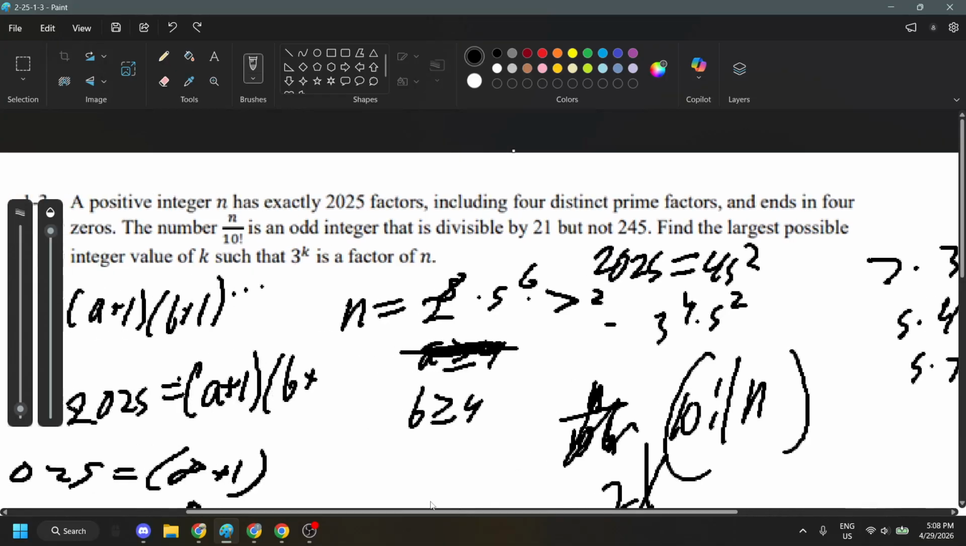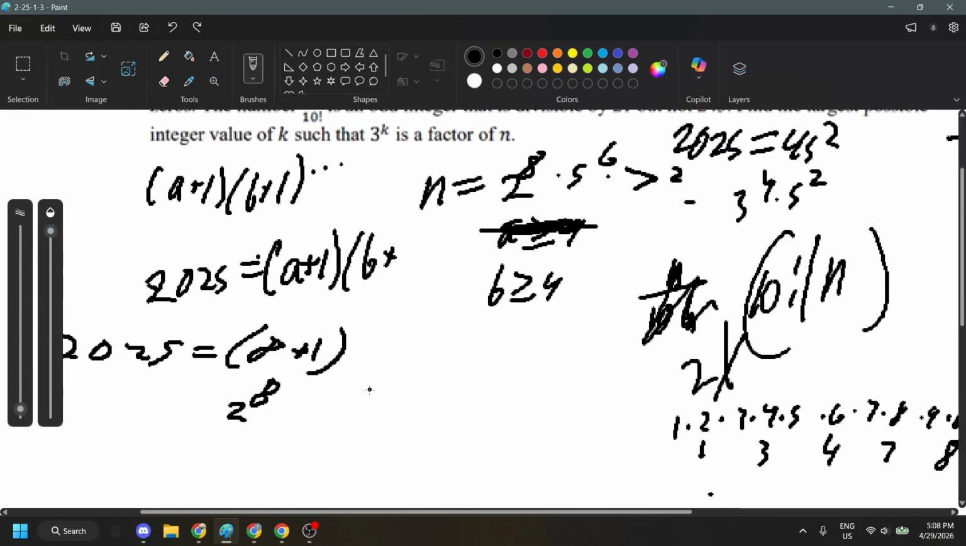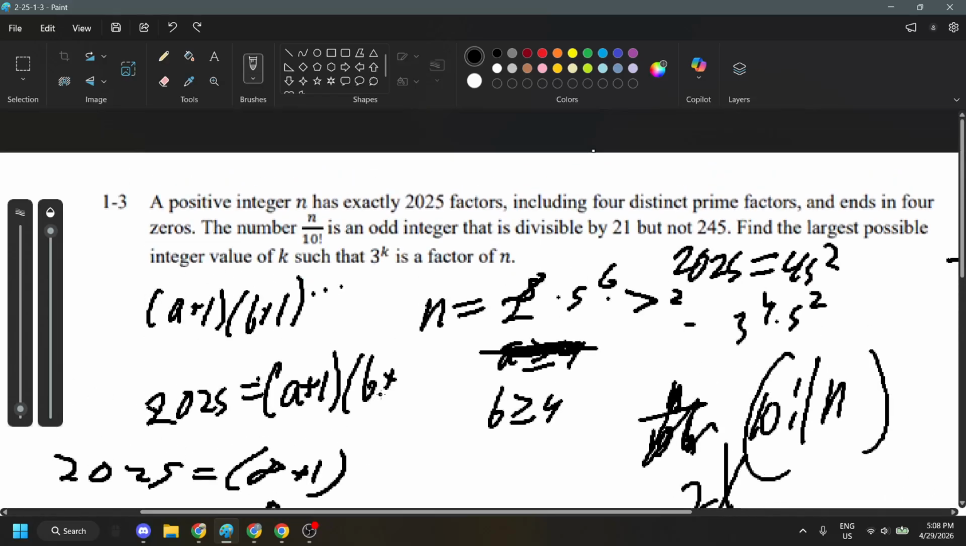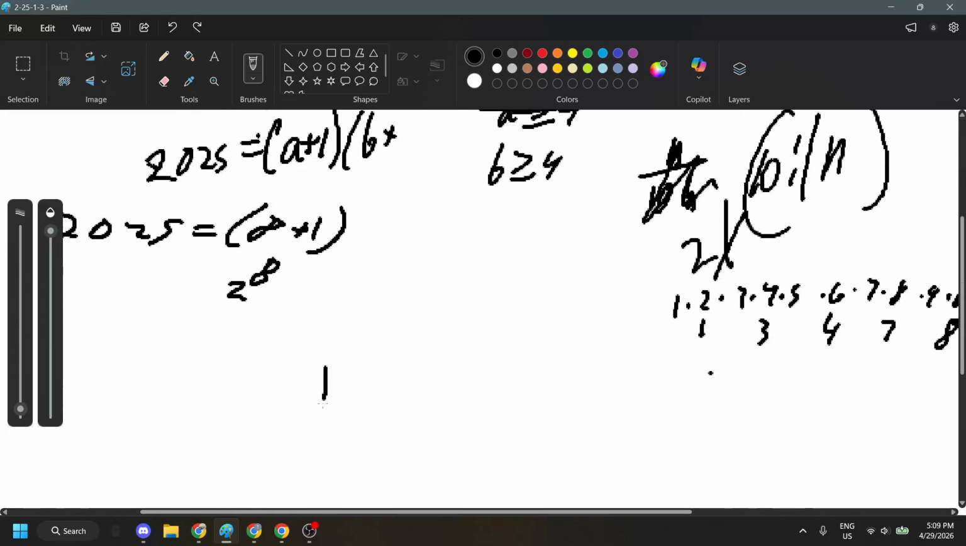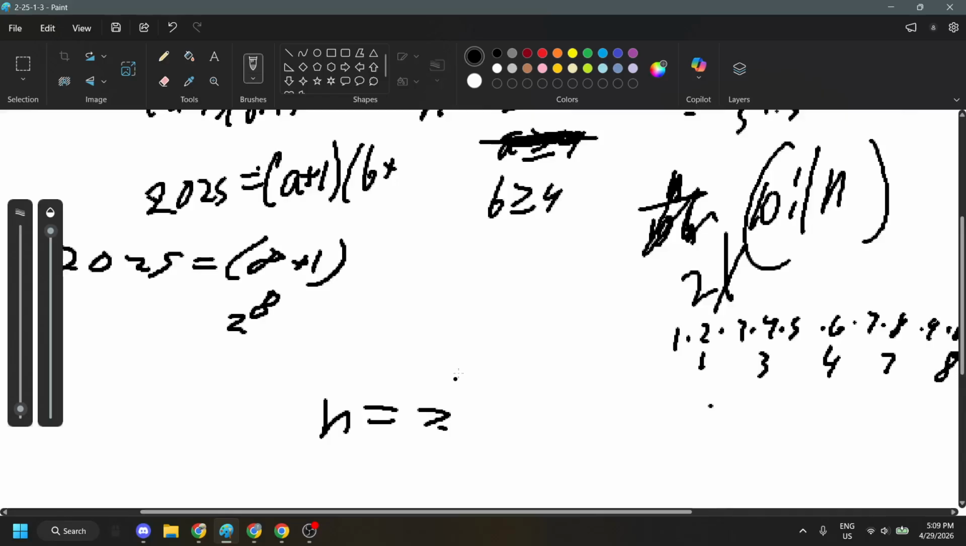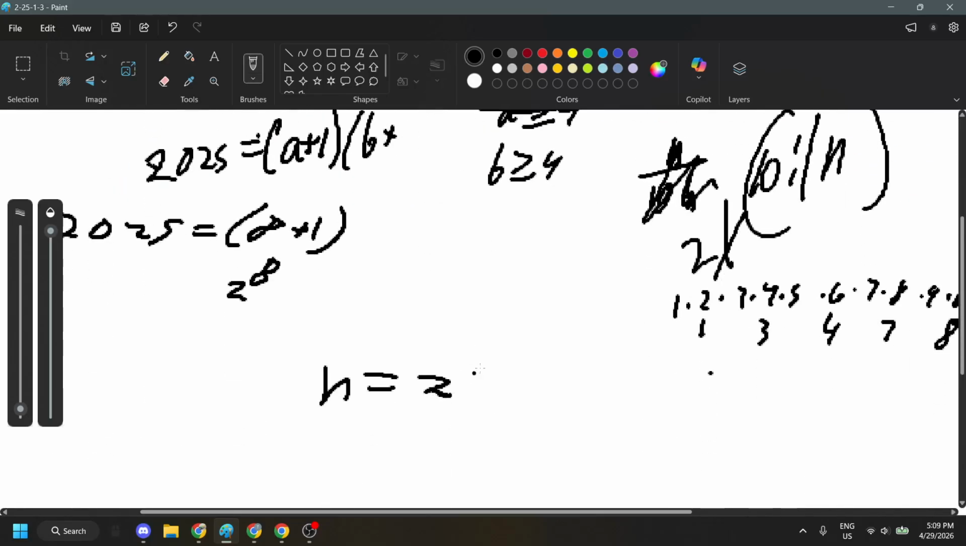Well, okay, if it ends in 4 zeros. It's true. If it ends in 1 zero, we need 1 factor 5. 2 zeros, 2 factors of 5, 3, 4, 5. Including 4... Oh, it has 4 distinct prime factors. Oh. So n is going to be equal to 2 to the... What did we determine? 8?